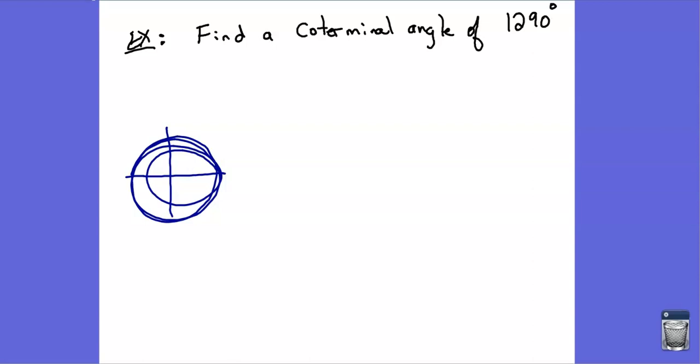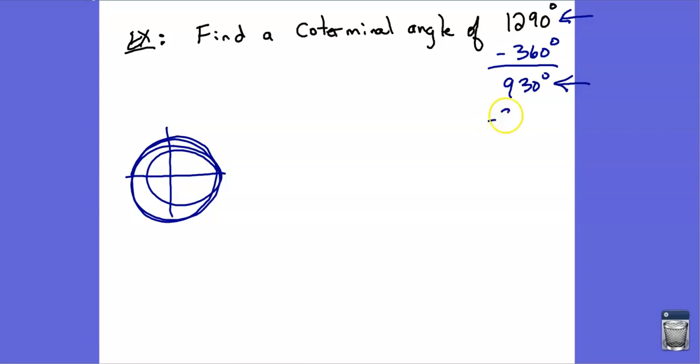Normally what I want is a coterminal angle within the first circle. So literally, but in this case, the directions don't say. So I could literally, if I wanted to, subtract 360 degrees and then get 930 degrees. And so this is the exact same coterminal angle as 1290.